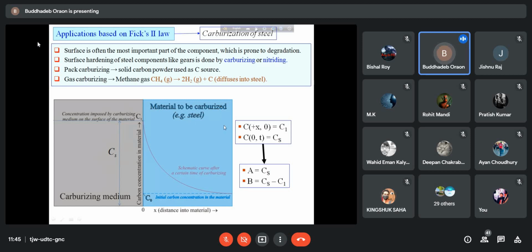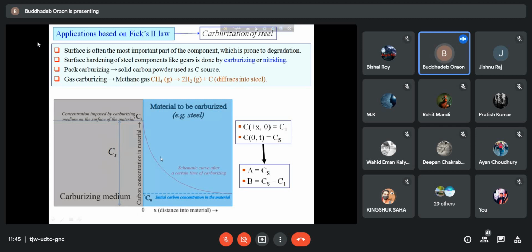On the right hand side, whatever you can see, is the material to be carburized. And let us consider that initially the material has a concentration of C0. And on the left hand side is the carburizing medium or environment, where the concentration is definitely higher, and it is denoted by CS. So there is a difference in concentration. This difference is CS minus C0.